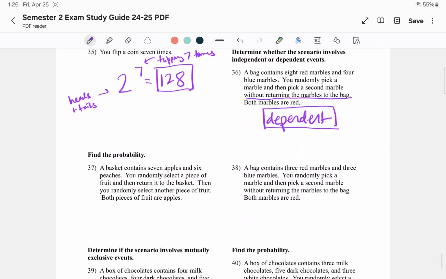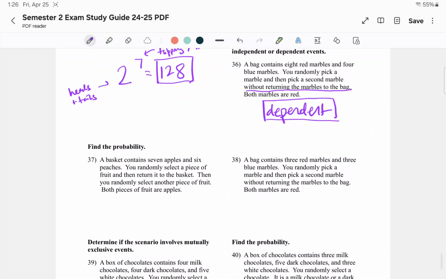All right, 37. A basket contains 7 apples and 6 peaches. You randomly select a piece of fruit and then return it to the basket. Then you randomly select another piece of fruit. Both pieces of fruit are apples. When we're finding the probability, we want to write out the words first and then plug numbers in. Make sure, because see how it says return it to the basket, right? That means it's going to be independent. So just be careful, or just make sure your totals actually are going to be the same.